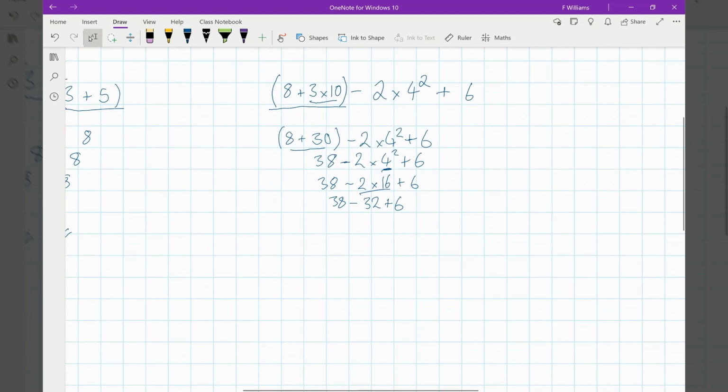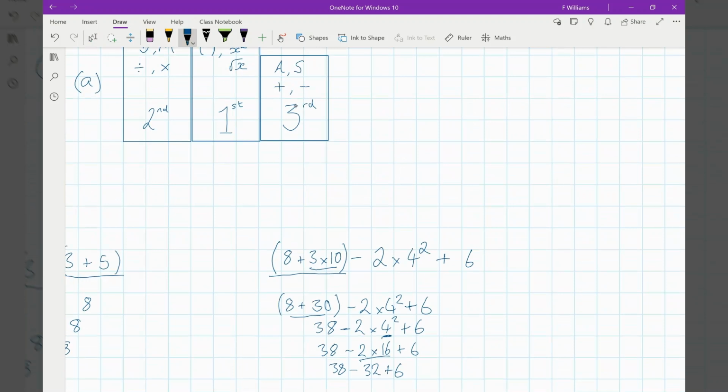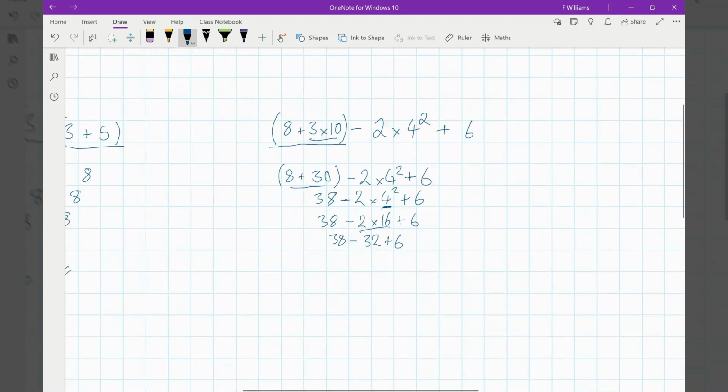Now I'm left with subtraction and addition. And if addition and subtraction happen on the same level, I must work from left to right. So I must do this one first. 38 take away 32 is 6. I then have 6, and this add 6 remains. So 6 plus 6 I know is 12. That will give me my answer of 12.